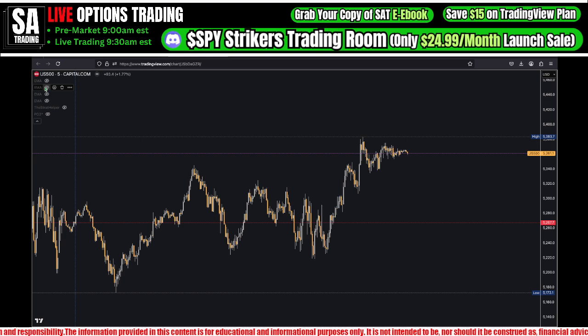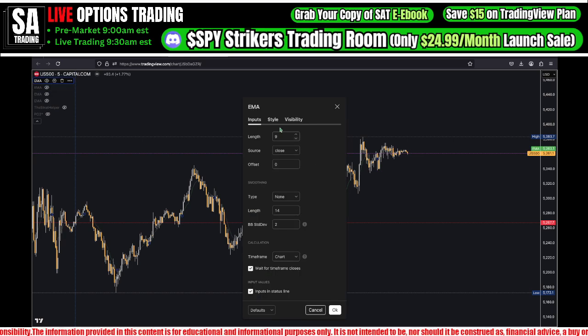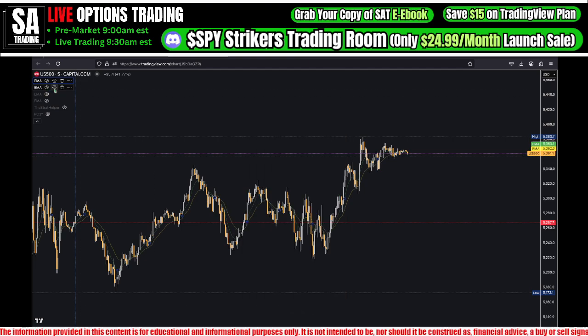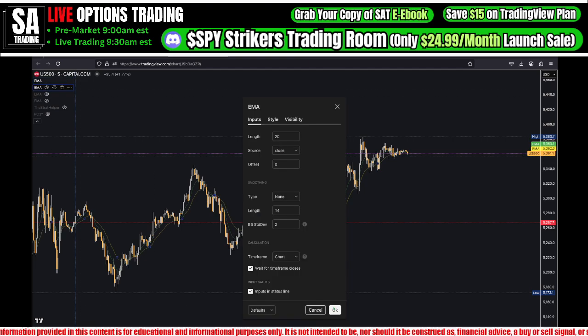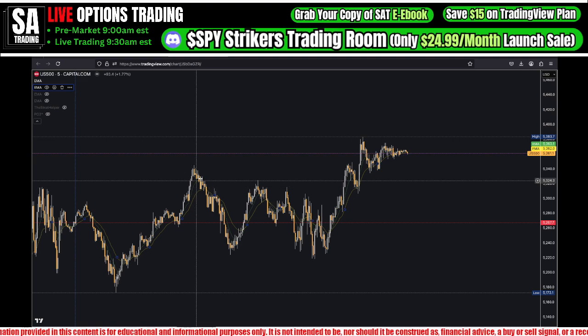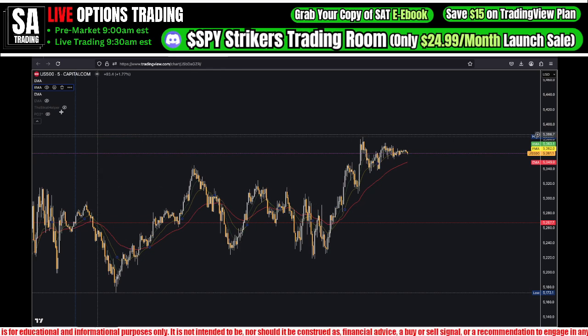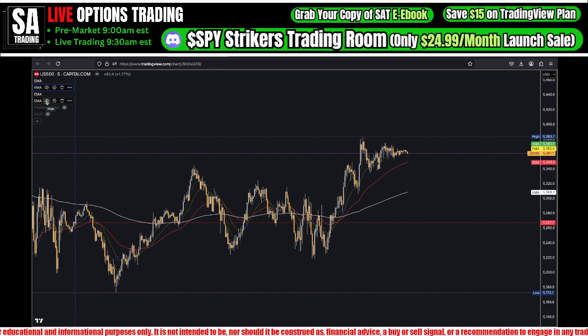So essentially, this is how I have my EMA set up. I have the 9 EMA set up like this. The reason why I have my 9 EMA as green is because green signifies the fastest. Yellow is the 20 EMA, that's a little slower. 50 EMA is red, that's of course significantly slower, and then white is at 200.